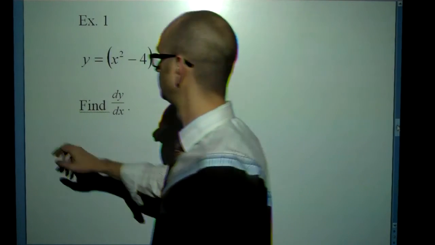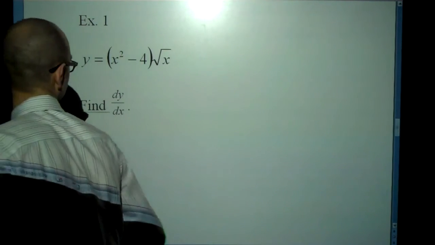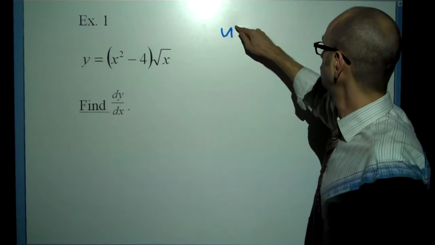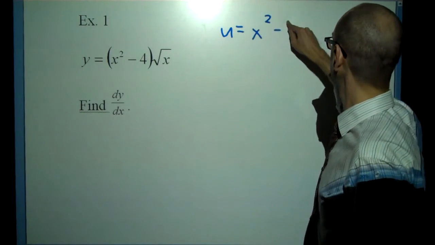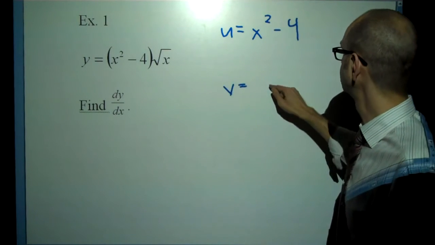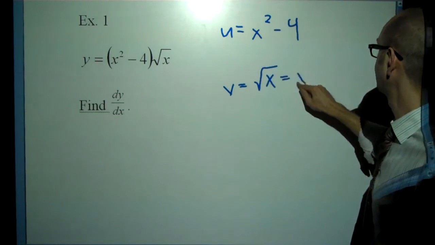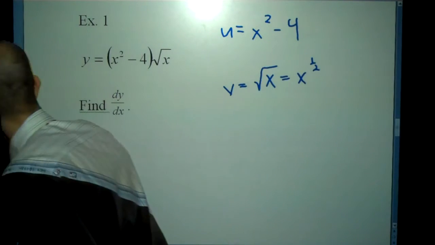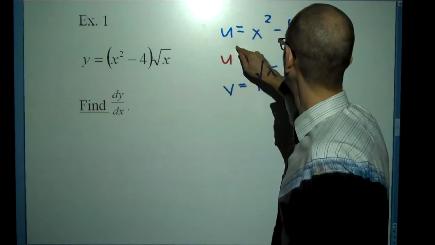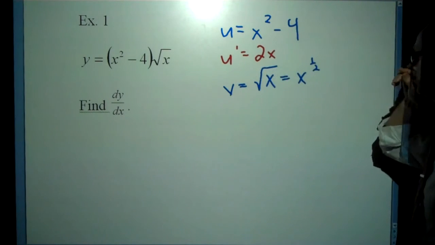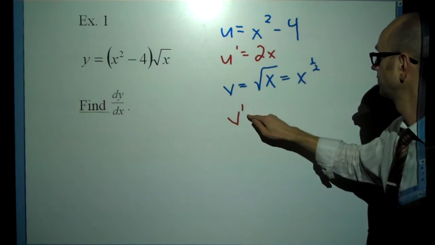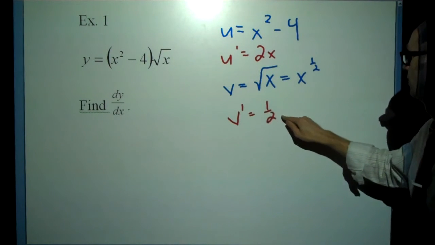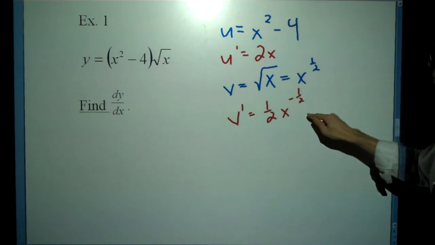All right, let's go over this one. So we've got two parts. We've got a u part, which is x squared minus 4. We've got a v part, which is square root of x, also known as x to the 1/2. We always wondered why those exponent rules were going to be so useful. When we get to calculus here, we're using them all the time. I'd like to take the derivative of each one of those. So u prime is going to be 2x. And v prime is going to be 1/2 x to the negative 1/2.